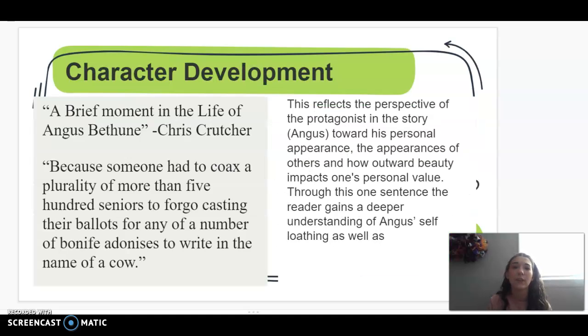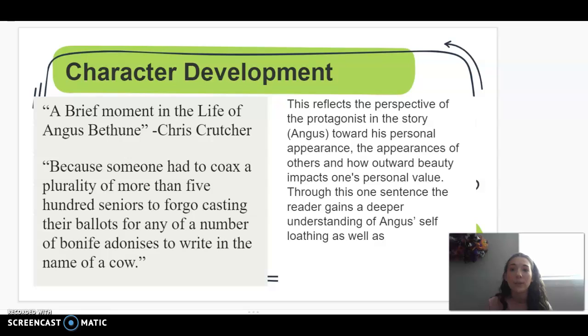So let's talk about character development. My example is from A Brief Moment in the Life of Angus Bethune. If you have never read this short story, it's great. I highly recommend it for your silent reading. My example is, because someone had to coax a plurality of more than 500 seniors to forego casting their ballots for any of a number of bona fide Adonises to write in the name of a cow.